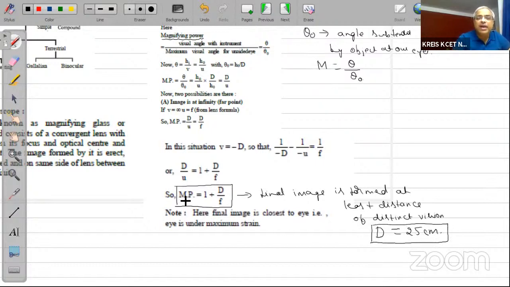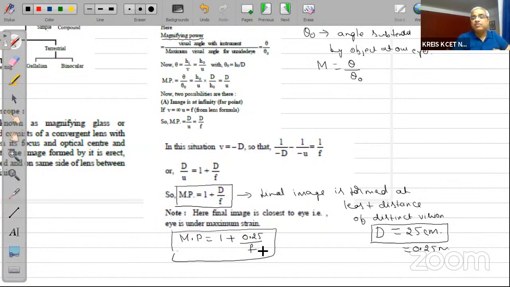So the magnifying power in this particular case will always be equal to 1 plus 25 centimeter, which is nothing but 0.25 meter. Correct? 0.25 meter. So it can be written as 1 plus 0.25 divided by f. Remember, for example, 1 plus 0.25 divided by 5. Everything should be in meters only. Then you get the magnifying power finally.